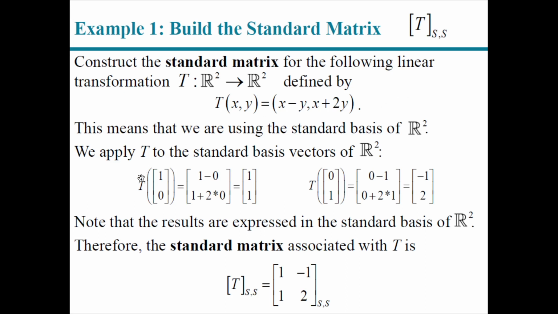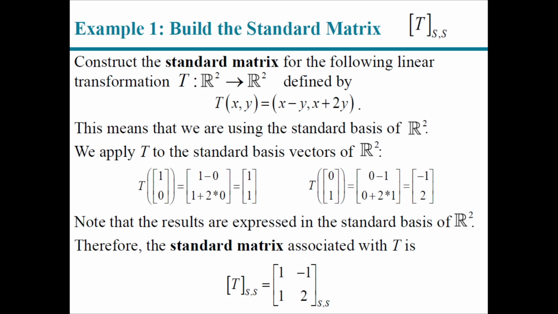And as we said, we need to apply the linear transformation to each of the basis vectors. So we apply it to vector (1, 0), compute, and we get the image (1, 1). We apply it to the vector (0, 1), and then we get the image (-1, 2). So the transformation applied to the input vector gives us the image. So all I need to do now is put each of these vectors into a column of a matrix, and that's my standard matrix associated to the linear transformation.